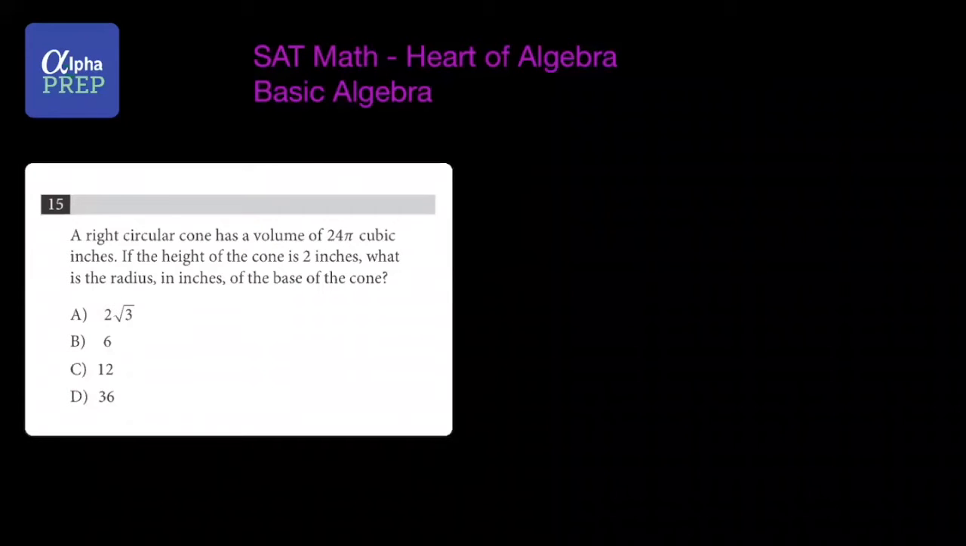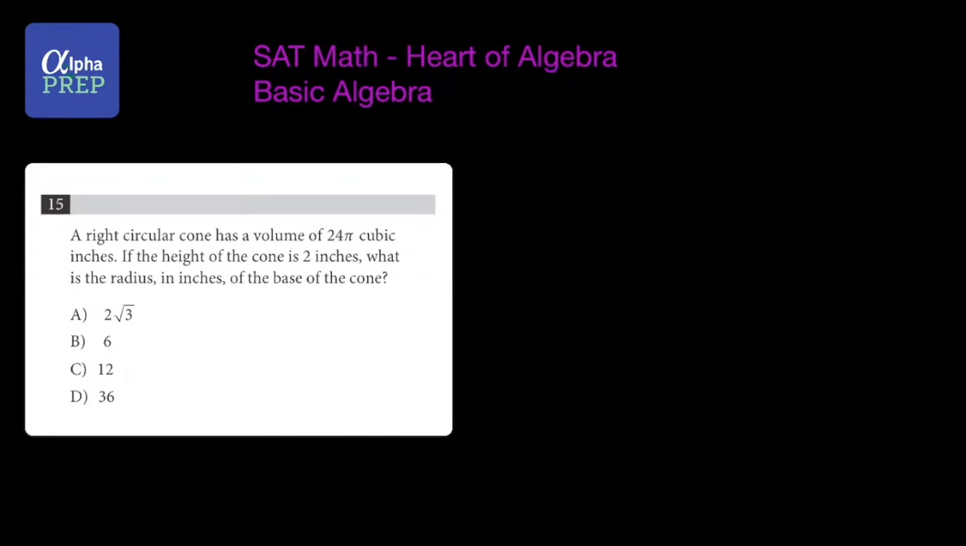So a right circular cone has a volume of 24 pi cubic inches. If the height of the cone is 2 inches, what is the radius in inches of the base of the cone? So looking at this, you might panic and think, oh my goodness, I don't remember the volume of a right circular cone. Don't worry, basically no one remembers the volume of a right circular cone.